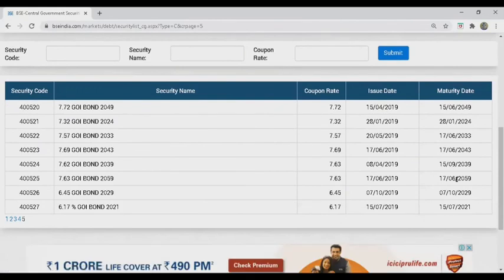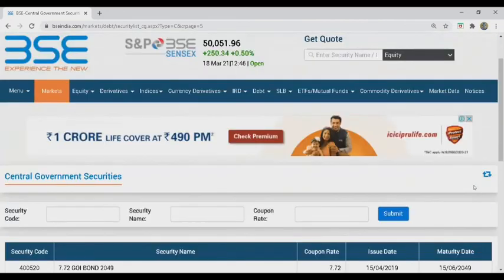And another bond here, which is third from the bottom. Take a look at this. This is going to mature on 17/6/2059, issued in 2019. So how many years is that? 19 and 59, so that's a 40-year bond. The government has borrowed this money at 7.63%. The other one you see there, which is maturing in 2043, is from 2019 to 2043. So that was 24 years.